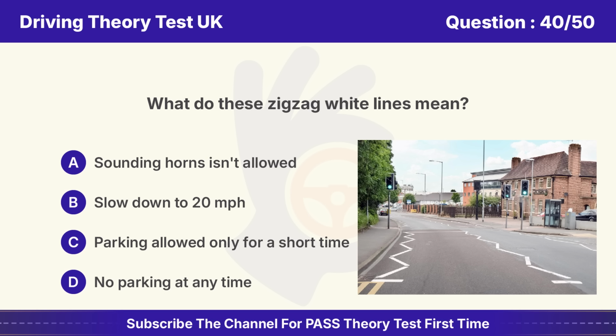Question 40. What do these zigzag white lines mean? Option A. Sounding horns isn't allowed. B. Slow down to 20 miles per hour. C. Parking allowed only for a short time. D. No parking at any time.